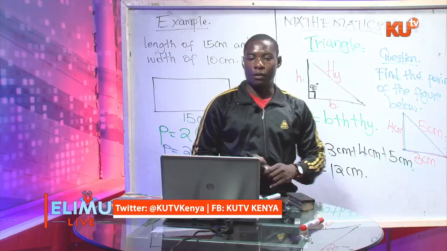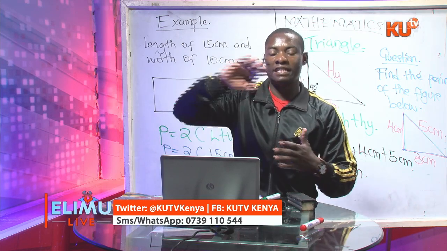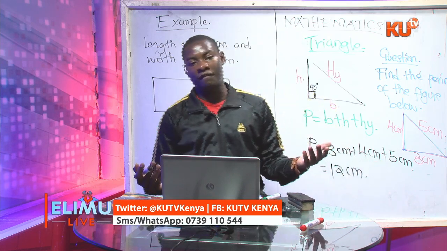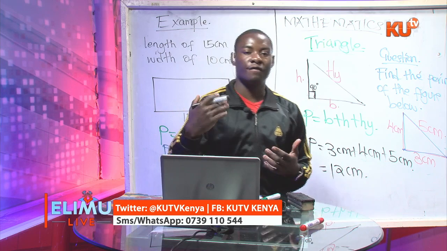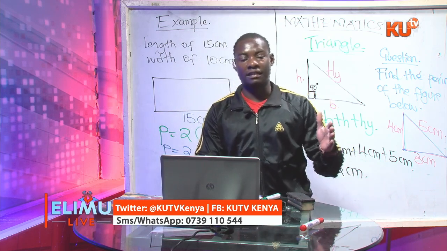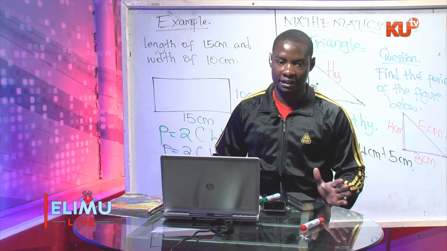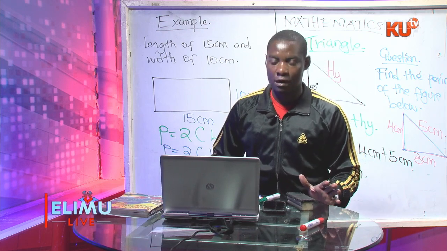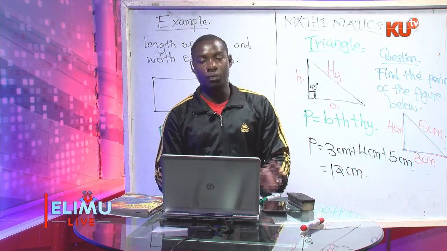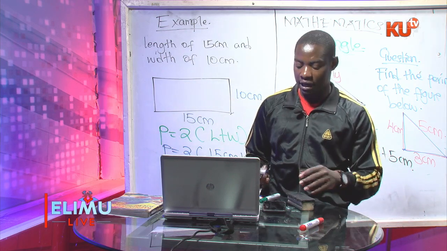Now, we need to find the perimeter of a circle, which is the distance that it covers. And in a circle, we have two things: a radius and a diameter. A diameter is a line that cuts from one side of the circle to the other, and it passes through the middle. Whereas a radius is half of the diameter. So we are going to use radius and diameter to calculate the perimeter of a circle.